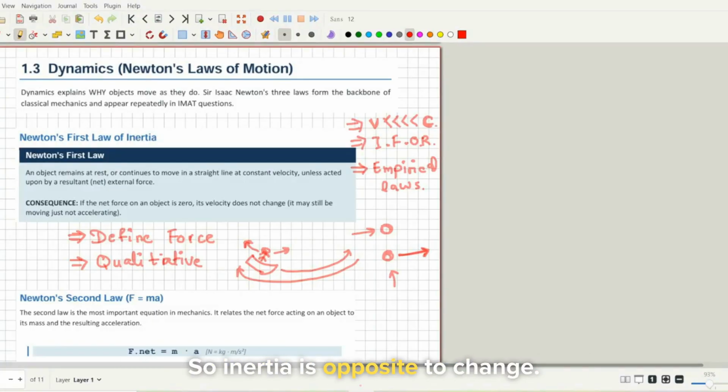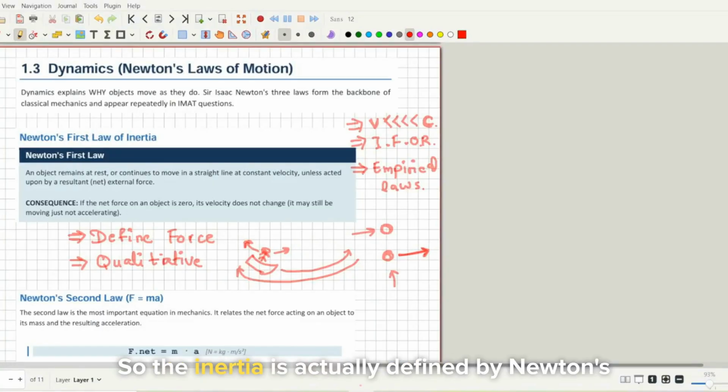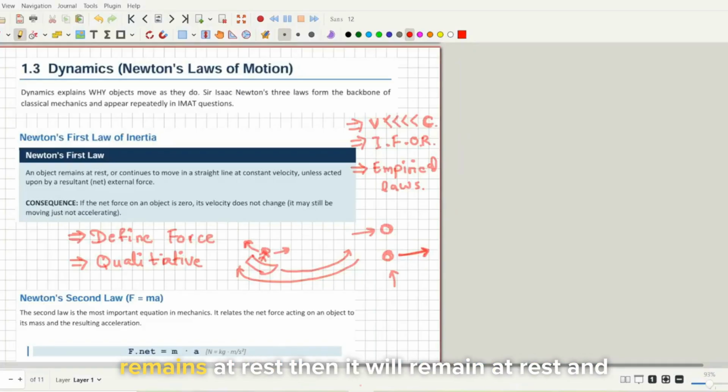So inertia is opposite to change. Inertia does not want any change in its motion or rest. Inertia is actually defined by Newton's first law of motion, because as you can see, Newton's first law is saying that an object, if it remains at rest, will remain at rest, and if it is moving, it will keep moving unless a force acts on it. So this was about Newton's first law of motion.